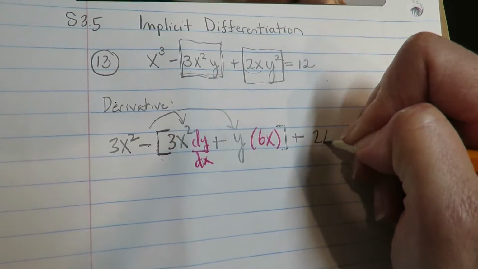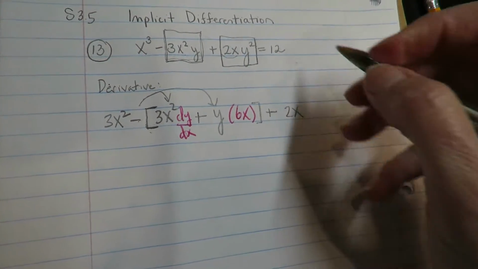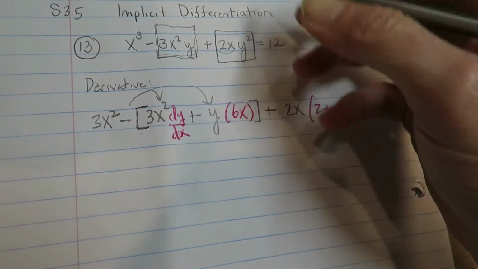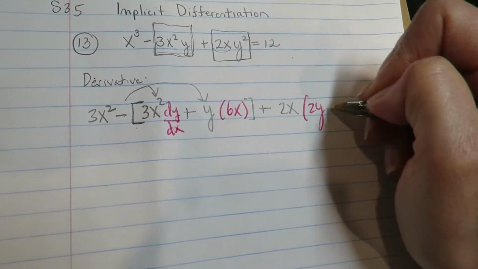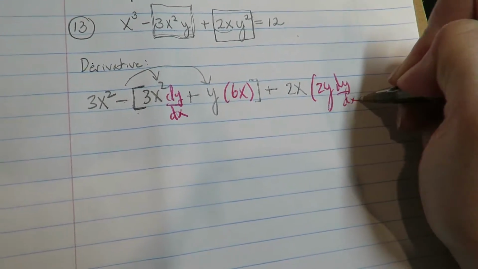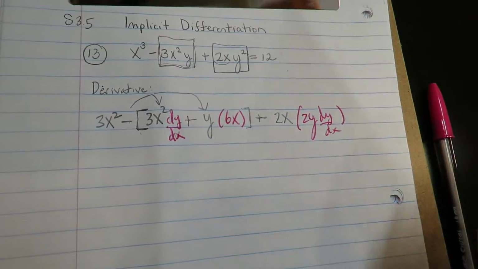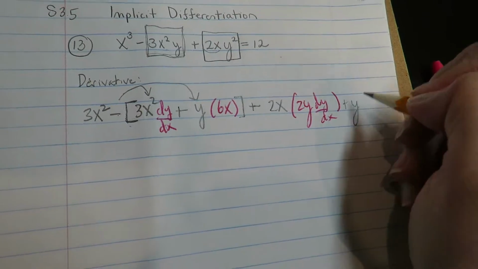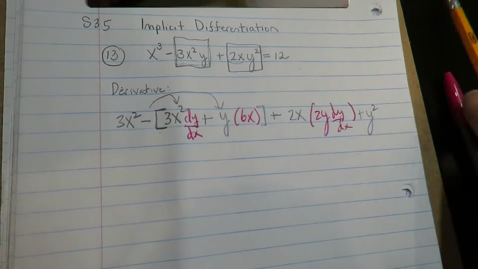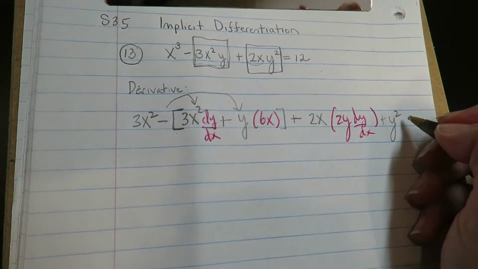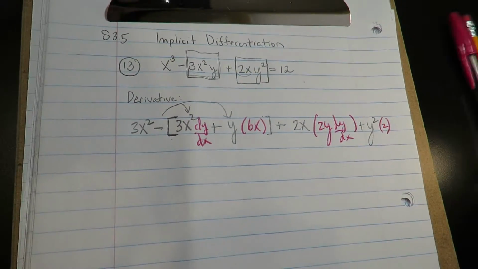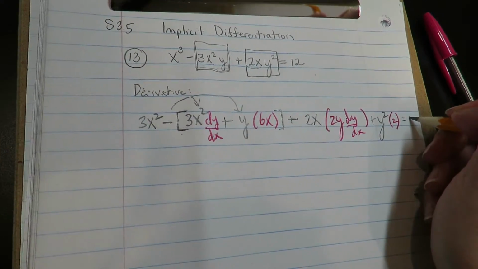So first, times the derivative of the second piece. So the 2y is the derivative of the 2x, and the dy dx is the derivative of the y. Okay, plus second piece times derivative of the first piece. Derivative of 2x is 2. And that's going to equal 0.